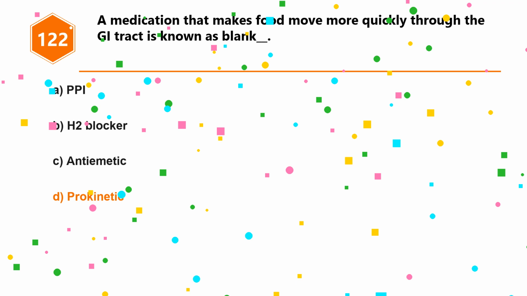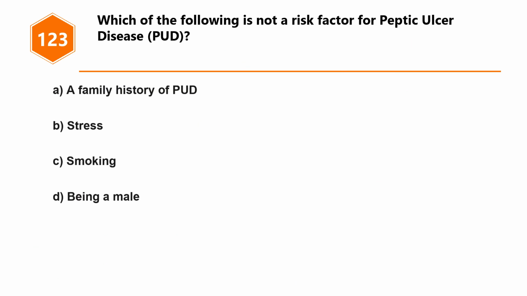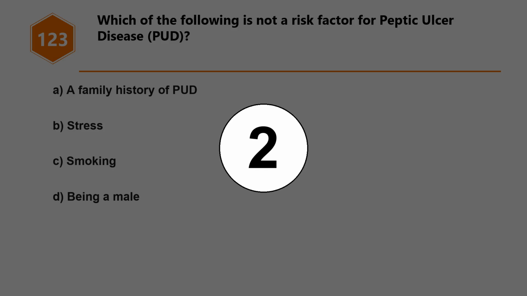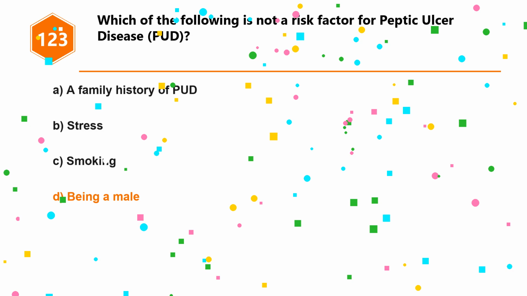Prokinetic. Question 123. Which of the following is not a risk factor for peptic ulcer disease, PUD? Option A. A family history of PUD. Option B. Stress. Option C. Smoking. Option D. Being a male. The correct answer is option D.